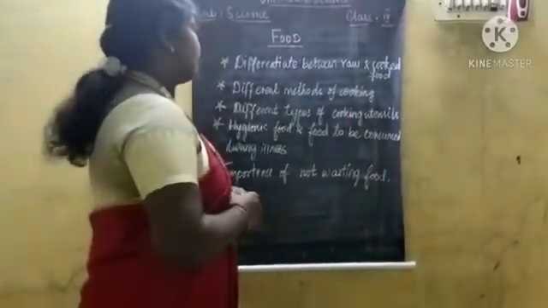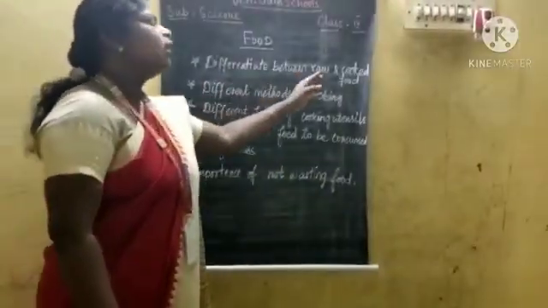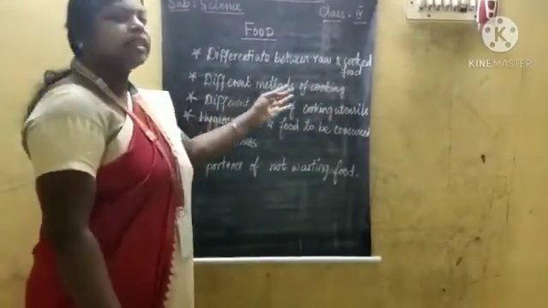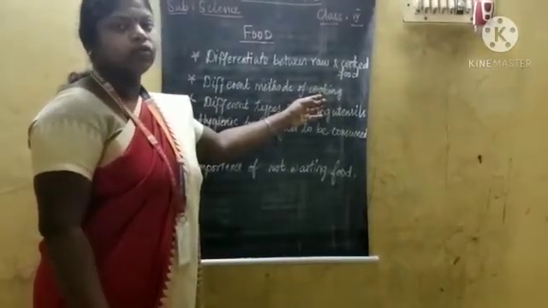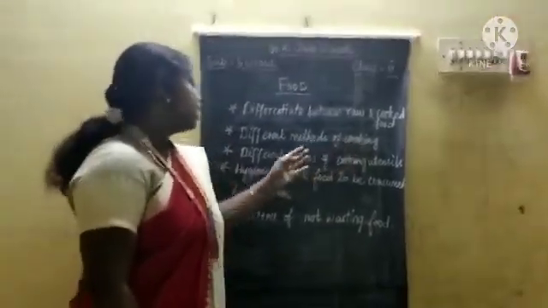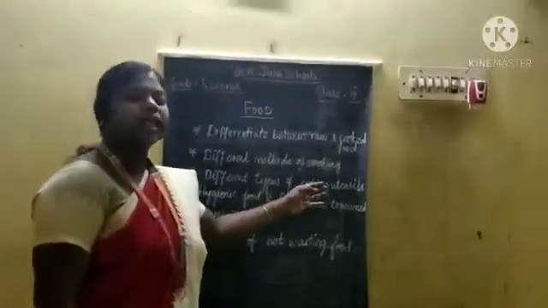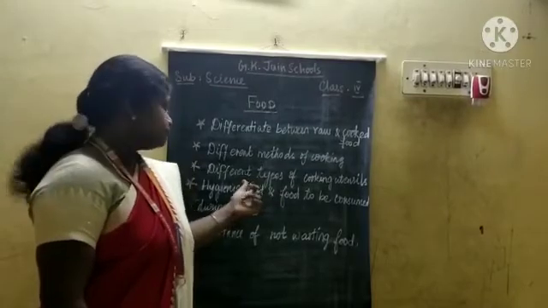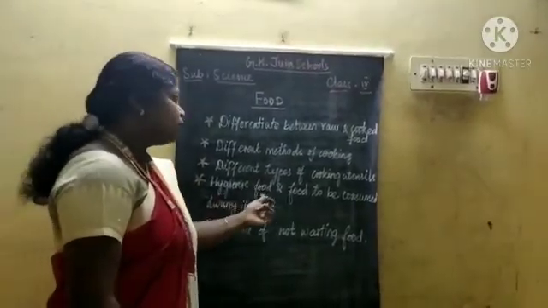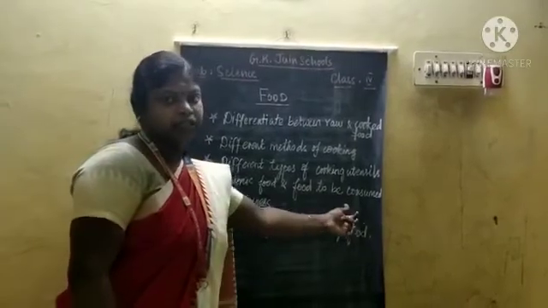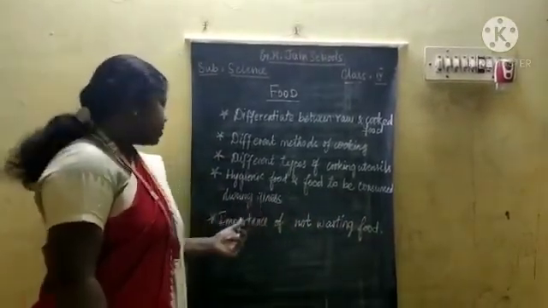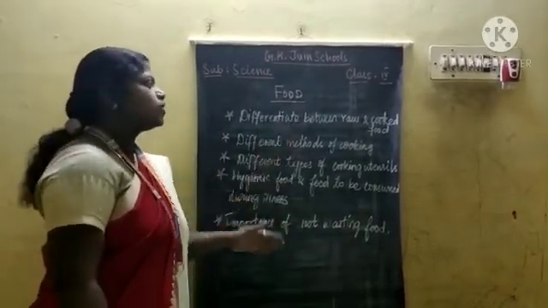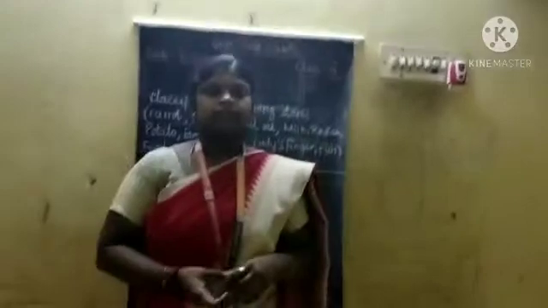Today we are going to learn about the difference between raw and cooked food, and different methods of cooking. So many kinds of methods we can see today. Different types of cooking utensils, in which we are going to see about clay pots. The fourth one is hygienic food and food to be consumed during illness. Then the importance of not wasting food. These are the topics we are going to learn today.